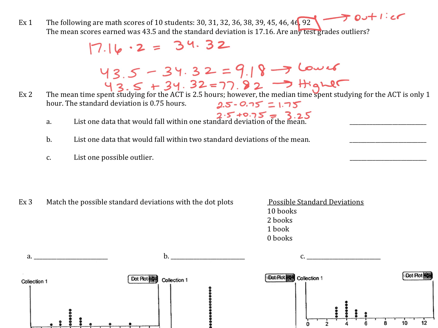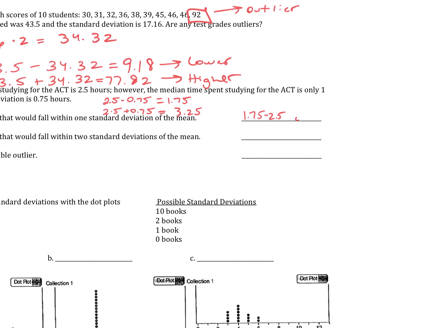So if we're talking about falling within one standard deviation, I know it's going to be any number between 1.75 and 2.5, or 2.5 and 3.25. So those are all numbers that would be falling between. So you could say 2 hours would be within 1 standard deviation, or 3 hours would be within 1 standard deviation.